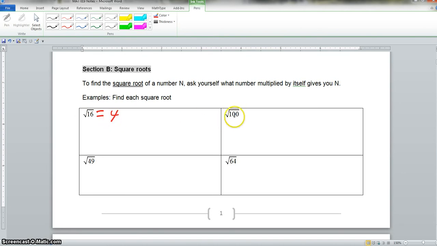Now we look here at 100. What number times itself is 100? We know that 10 times 10 is 100, so the square root of 100 is 10. Now we come down here to the square root of 49. We know that 7 times 7 is 49, so the square root of 49 is 7. And finally, the square root of 64, we know that 8 times 8 is 64, so our answer is 8.